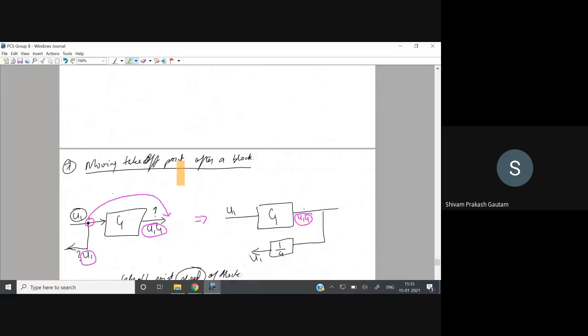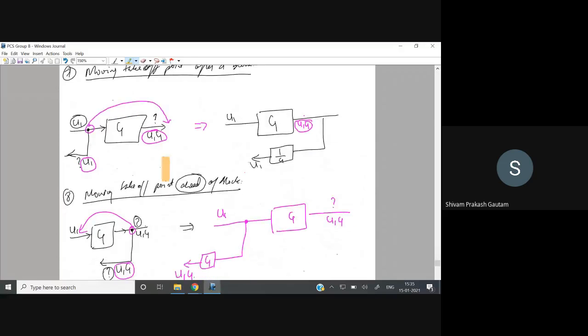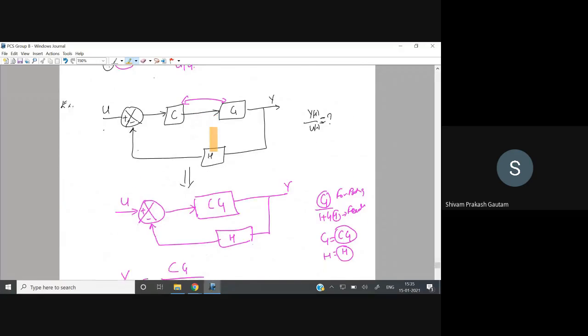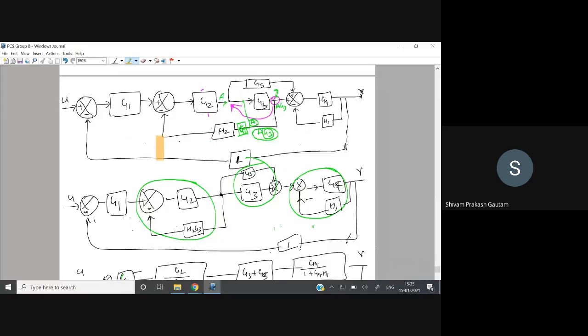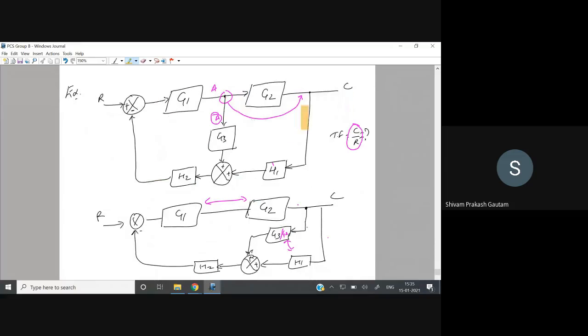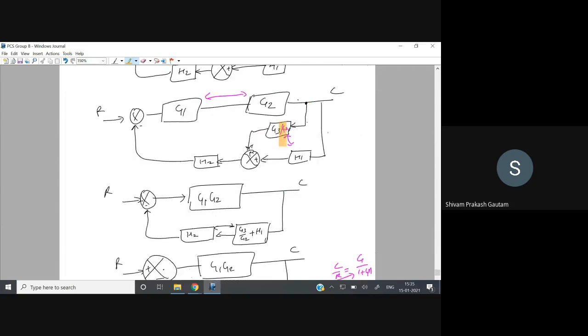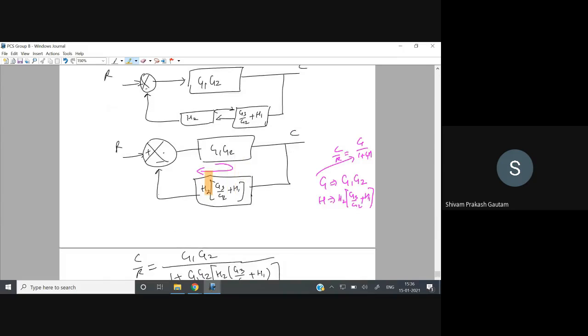Then we saw a simple example. We saw one more example where we have to find Y by U. Then one more example where we have to find C by R. Here we moved the takeoff point, so earlier G2 was not flowing in this branch, but now G2 will start flowing in it as well. So I have divided it by G2. Then these two blocks come in cascade and these two come in parallel. Now these two will be in cascade, so you can see I have joined them. Now everything is in a negative feedback loop, so we found C by R.